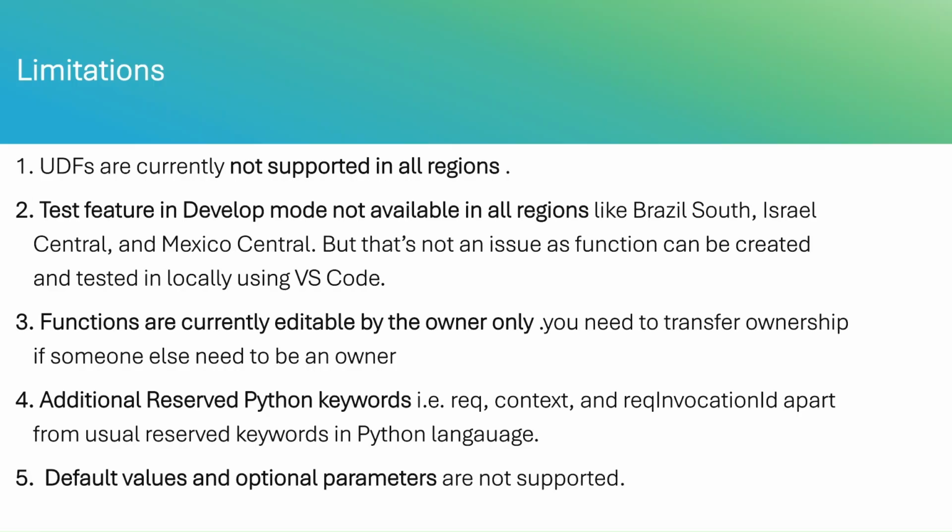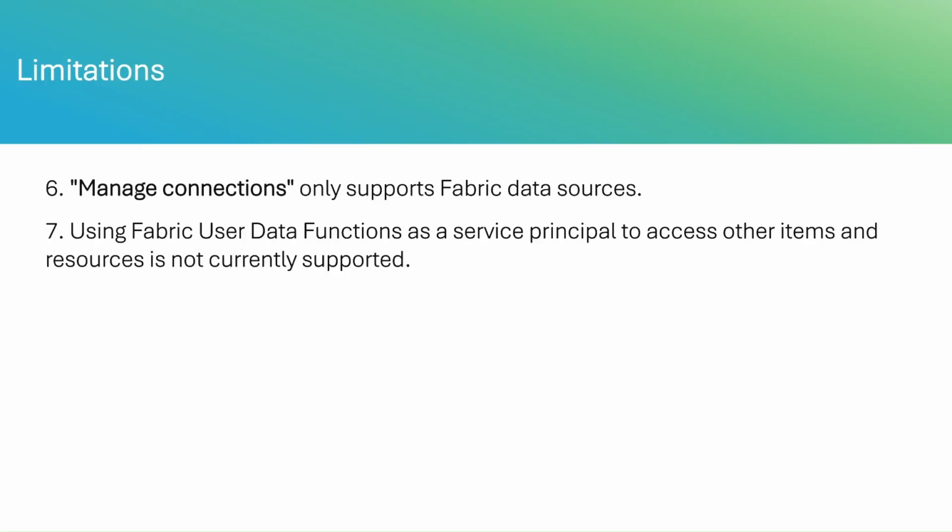The quite important one: default values and optional parameters are not supported. So whenever you call any function, you can pass the parameters, but you can't assign any default values and you can't make them optional. Please remember that. Manage connections only support Fabric data sources. So we can connect with Lakehouse, Warehouse, or any other Fabric item, but that can't be external. But there are workarounds. We will see them in future tutorials.